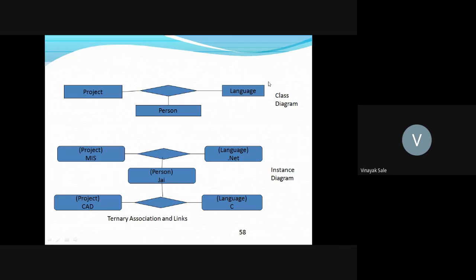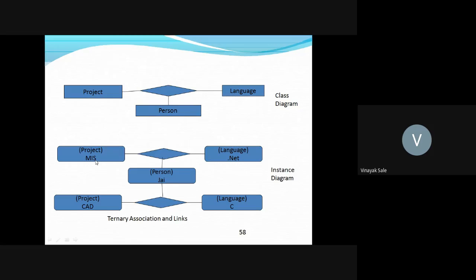Here there are three classes: project, person, and language. This is the class diagram, and below it is the object diagram of that class diagram. Here project name is MIS, handled by person Zai with language .net. Similarly, the CAD project is handled by person Zai with C language. This is ternary association, with MIS Zai .net or CAD Zai C.